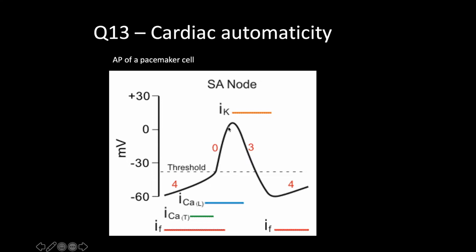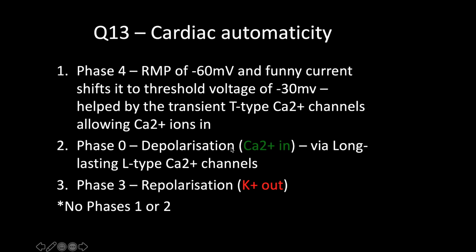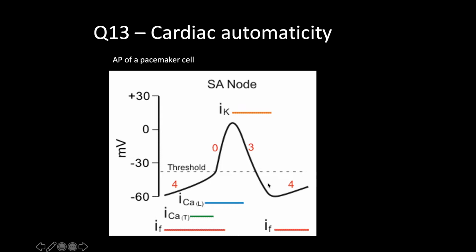And so phase zero here is depolarization. And this threshold is actually the threshold for the activation of long-lasting calcium channels, these L-type calcium channels. So here, depolarization, influx of calcium via long-lasting L-type calcium channels. And again, as with the action potential of the contractile cardiomyocyte, we have repolarization due to the efflux, that's the exiting of potassium ions, potassium cations.